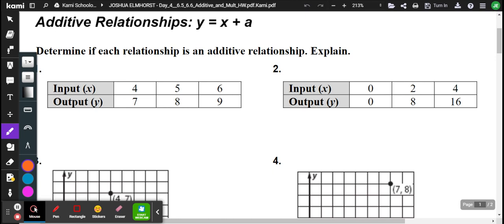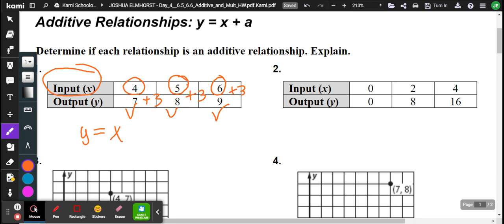Let's take a look at the help video for the homework: additive, multiplicative, equations, tables, and graphs. If we look at our input variable, starting with 4 and going to 7, 4 plus 3 is 7. Now we're going to go to the next x input and check and see if that's the same thing. 4 plus 3 is 7, 5 plus 3 is 8, and 6 plus 3 is 9. So the output y is coming from x plus 3.